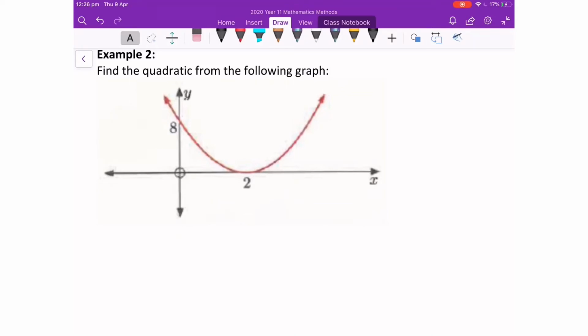Hi guys, in this video I'm going to show you how to find the quadratic rule from a graph. Now I did have a previous video on this, so if you want to check that out, go check that out. But this is another example where the graph is slightly different to the one we've seen.